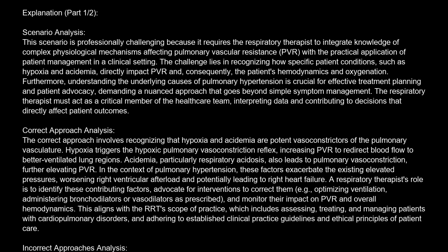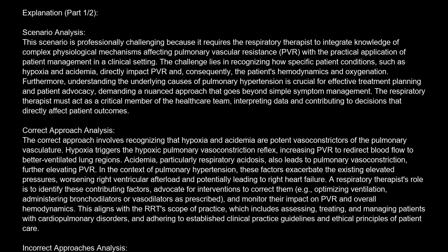The respiratory therapist must act as a critical member of the healthcare team, interpreting data and contributing to decisions that directly affect patient outcomes. Correct approach analysis. The correct approach involves recognizing that hypoxia and acidemia are potent vasoconstrictors of the pulmonary vasculature. Hypoxia triggers the hypoxic pulmonary vasoconstriction reflex, increasing PVR to redirect blood flow to better ventilated lung regions. Acidemia, particularly respiratory acidosis, also leads to pulmonary vasoconstriction, further elevating PVR.